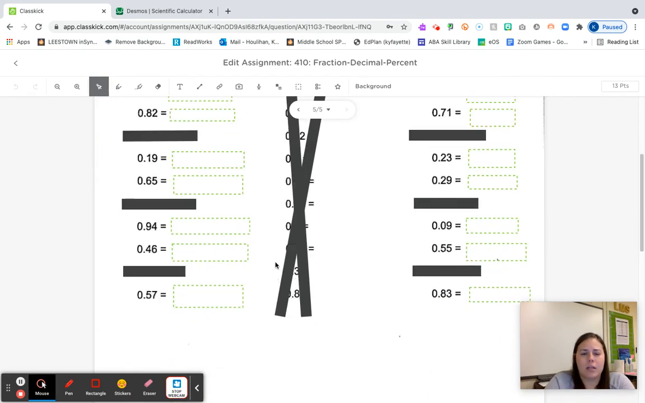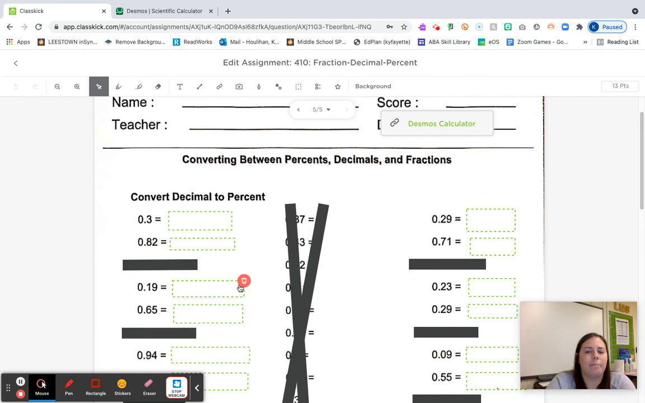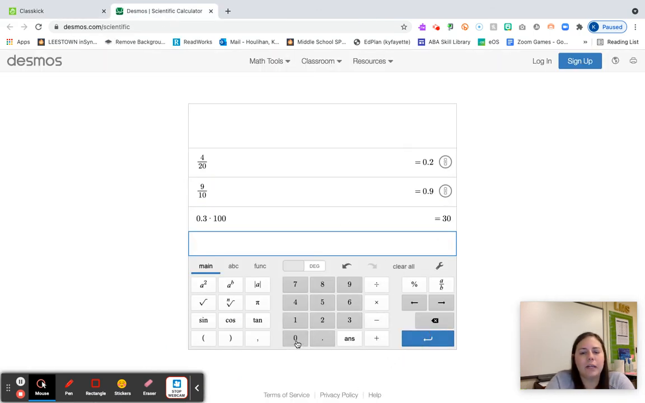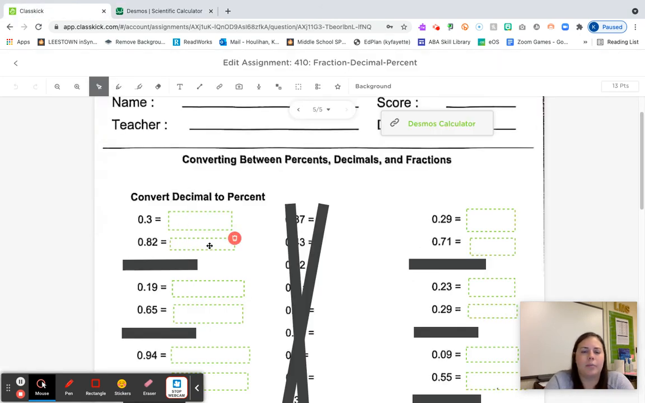Okay. They're all pretty nice percentages for you. Just double checking. Let's do one more. The next one is 0.82. I'm going to multiply that up by 100 to get my percent, and my percentage is 82%. So I'm going to type in 82% right there.